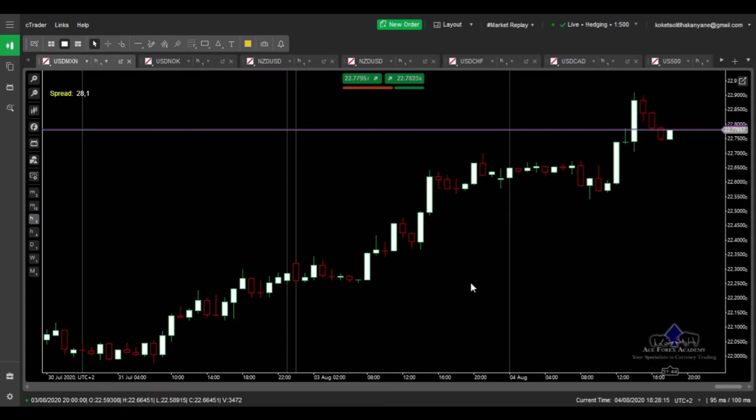To get right into it, for today's episode, we'll be looking at the United States dollar against the Mexican peso, and the date will be the 3rd of August, which was this past Monday.